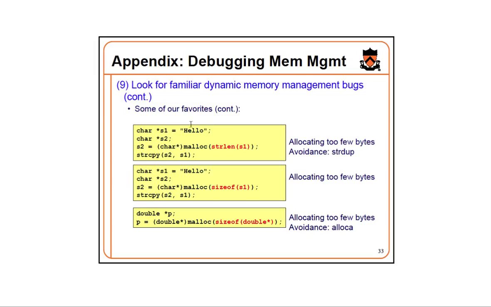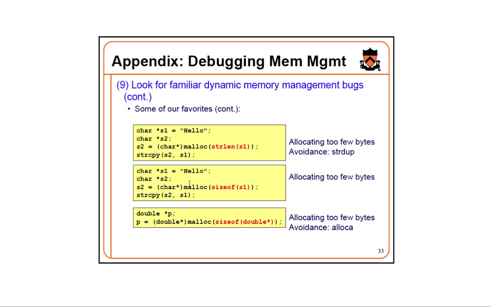Some other ones. Allocating not enough space. So let's say you're allocating for a string. If you look at this particular string, HELLO, that looks like 5 characters, but remember there's a null on the end, so it's really 6. So when I allocate space for S2 to fit that, I'm saying malloc string length of S1. Now remember, string length doesn't count the null, so it's going to say there's 5 characters. It's going to allocate space for 5. Then when we do the string copy, we're going to copy 6. But that 6th one, the null, is not going into space that belongs to S2, so it may get overwritten or something else.